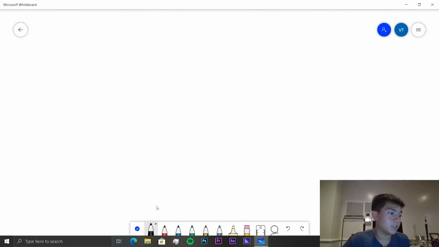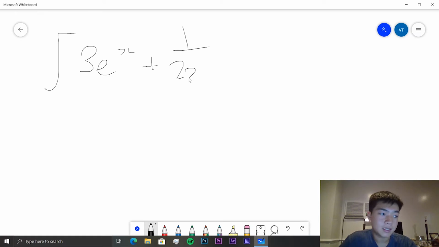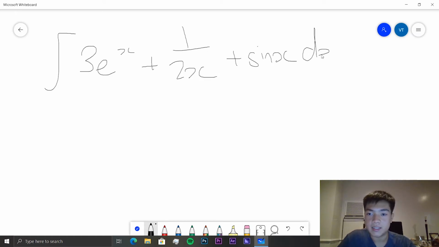And so now to practice this, let's jump into some questions. So the first question, I'll do the even ones, I guess. First we need to find the following integrals. The first one is the integral of 3e to the x plus 1 over 2x plus sine x dx. And so this is pretty simple. We can split this apart into different ones.